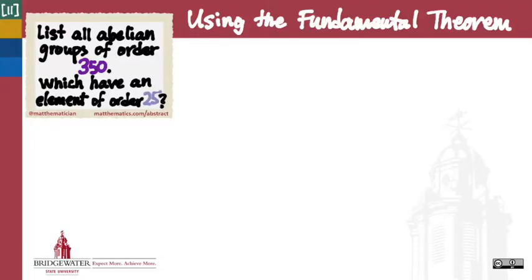So the fundamental theorem of finite abelian groups gives us the tools that we're going to need to classify all possible abelian groups of a specific order. So let's, for our exercise to get started today, think about abelian groups whose order is 350. Two things I'd like to be able to do. First of all, make a complete list of all abelian groups of order 350. And then second thing is to be able to review that list and decide which of those groups contain an element of a specific order, of order 25 in particular.